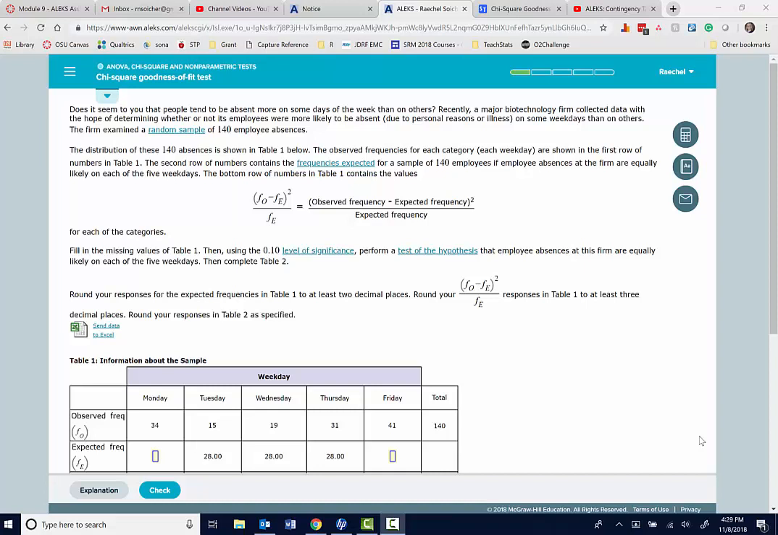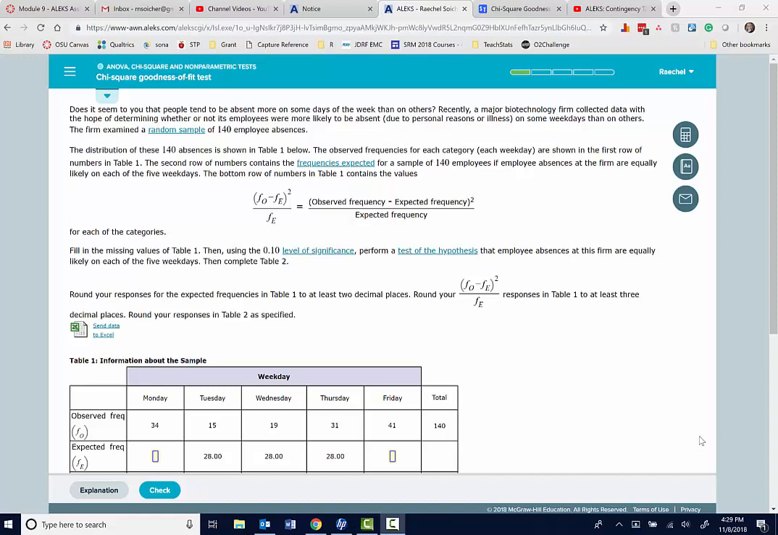The purpose of a chi-square goodness of fit test is to decide whether the distribution for a categorical variable matches what we would expect that distribution to be. So in the problem here on the screen, we're told that a company has collected data to determine whether or not its employees are more likely to be absent on some weekdays than on others. So they looked at a sample size of 140 employees.